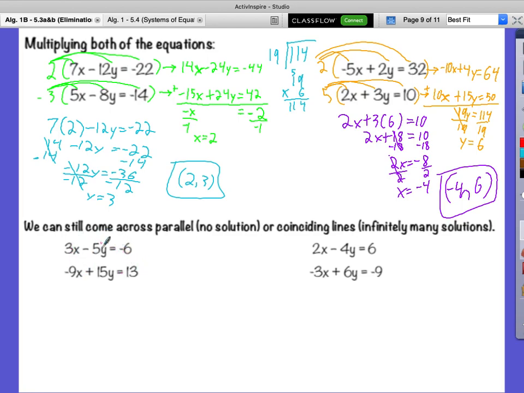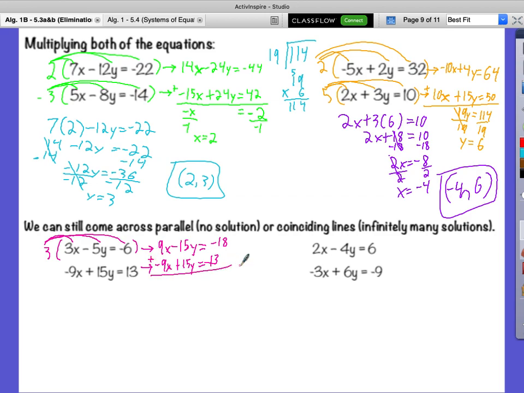So here, are we lined up ready to eliminate? No. What can we multiply the top by? 3. Multiply the top by 3. We'll get this 3x and negative 9x to be the same number, different signs. So 3 times 3x is 9x. 3 times negative 5y is negative 15y. And 3 times negative 6 is negative 18. The bottom one's staying the same. Negative 9x plus 15y equals 13. This is one where we only had to multiply one of them.